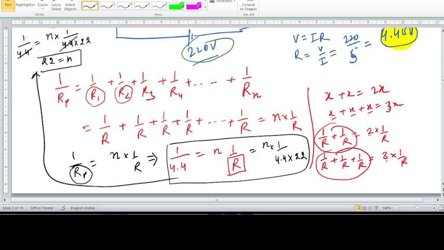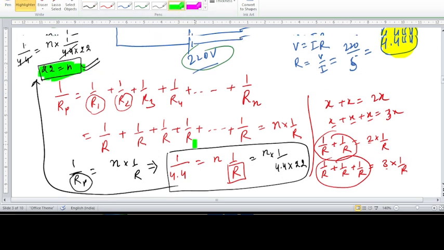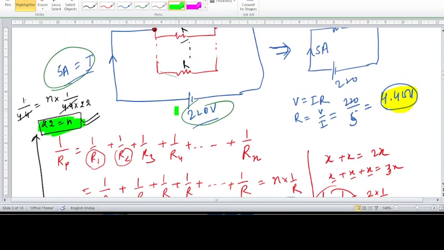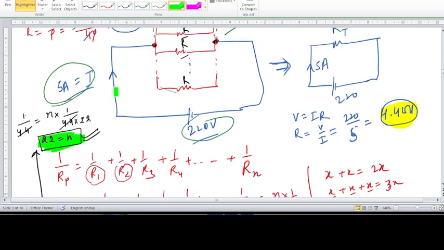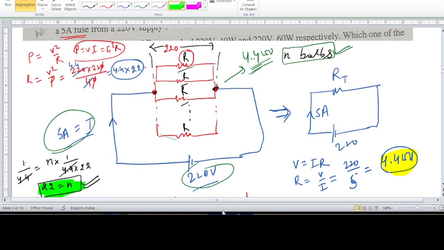So 22 bulbs we will have to join in parallel, so that they can endure 220 volt and 5 ampere current will flow in the circuit. Okay, so this is the answer. I hope you have got it.